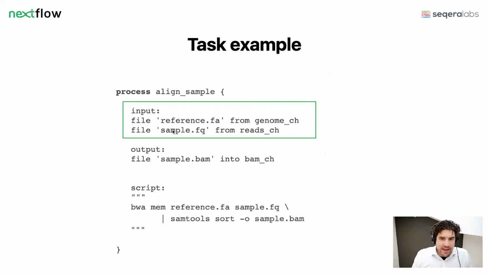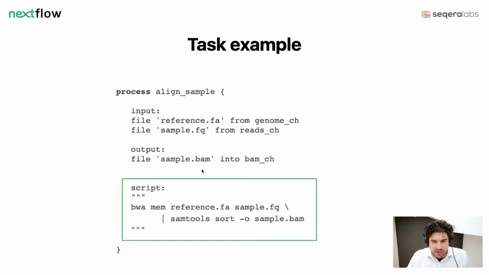And what we're going to define is the inputs. In this case, this has a process which is called align sample. It has an input, which is a reference, and an input, which is the sample. And then it has an output, which is what we're trying to capture from this, which is the sample.bam file. And then we have the script section, and you can see that script section is exactly the same as what we had before.